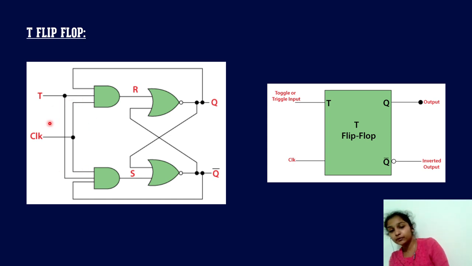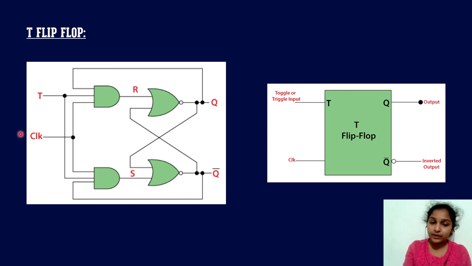Since it is a flip-flop, we have a clock pulse. Then we have the output, that is Q and Q bar. Q is the output and the Q bar is nothing but the complement of the output. So what all does this circuit contain? One single input, that is T input, a clock pulse and two outputs.